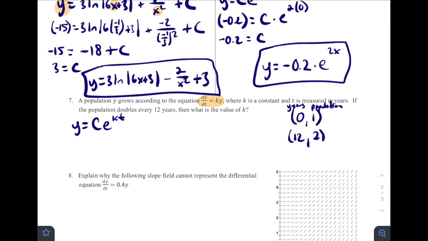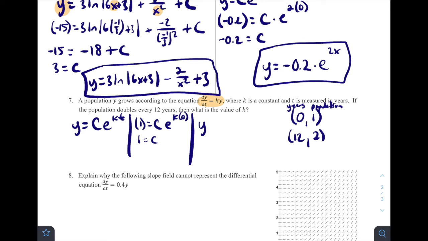Now, realistically, you could use any coordinates that you want, as long as they're spaced 12 years apart, and the population doubles in that time, because when we plug in, let's see what happens. First, let's plug in 0, 1. So if we plug in 0, 1, we've got 1 is equal to whatever c is times e to the k times 0. K times 0 is 0. E to the 0 power is going to be 1. So that tells me that c is going to be equal to 1 for this.